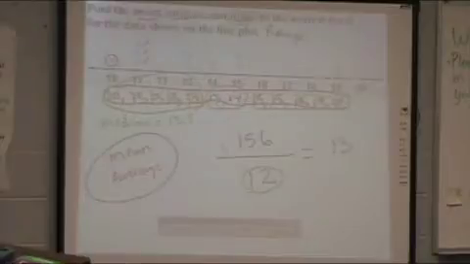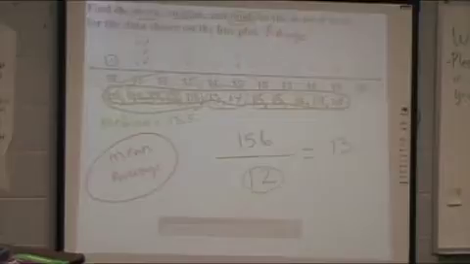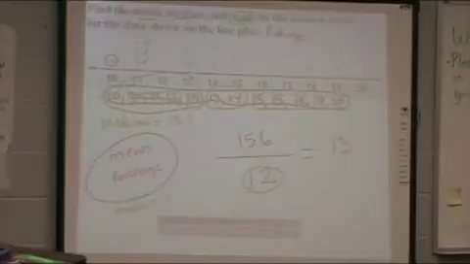Mode is simple. All mode is which one is there the most. So just pick out which one has the most. 11 does. So what's the mode? 11. So when you hear mode, you should think the most. The mode is 11. That's pretty easy, isn't it?